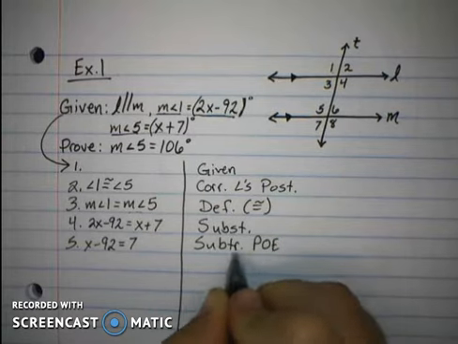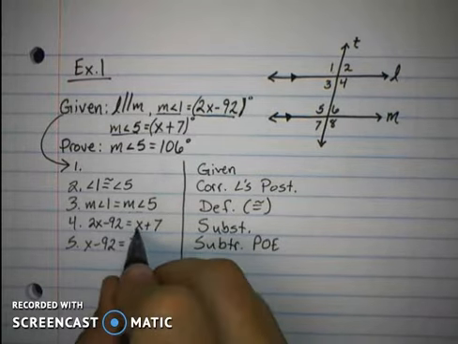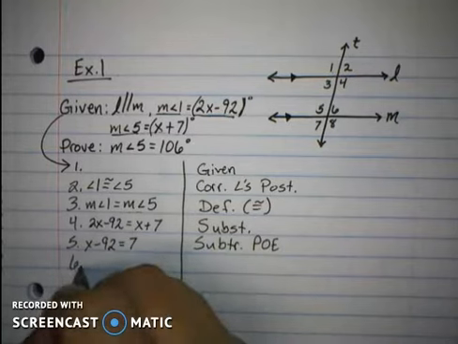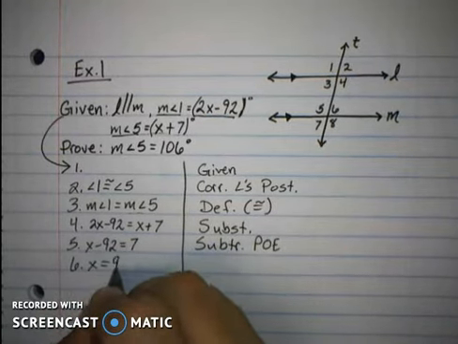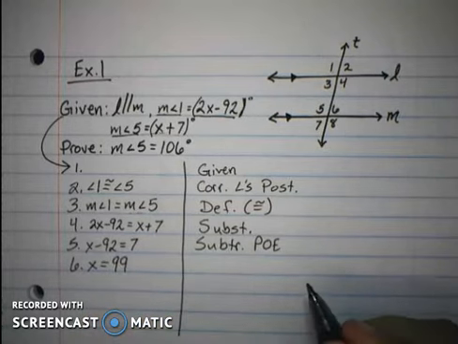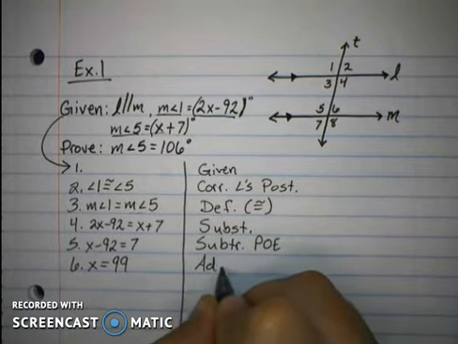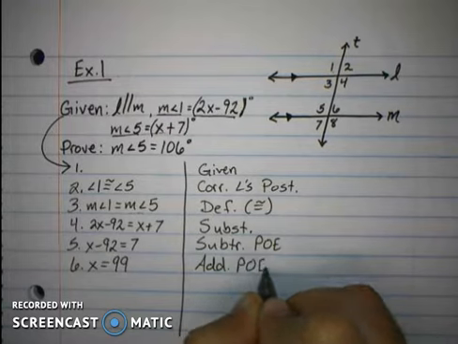And that's the subtraction property of equality, since you're subtracting the same thing from both sides. Then I would add 92 to both sides. And you get x is 99. It's the addition property of equality.